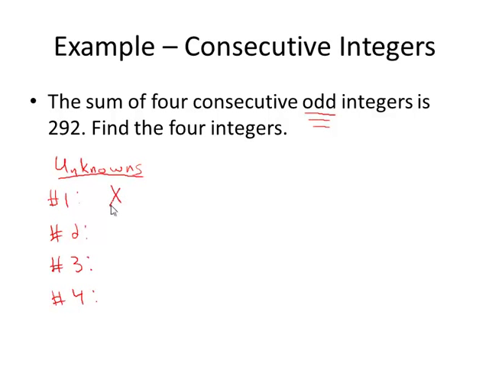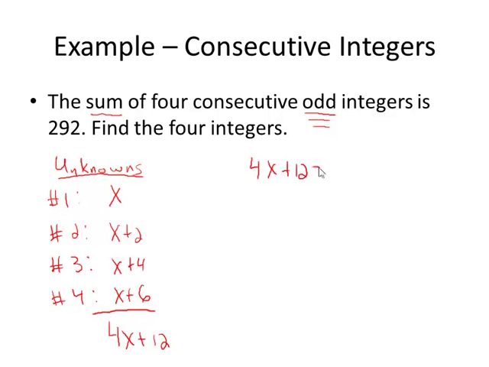I always let the first one be represented by x, and then because these are odd, I'm going to go up in steps of 2. I'm going to use that trick I showed you on the last problem. I'm going to find the sum right here. The problem involves the sum, so I can total these together. I have 4x plus 2 plus 4 plus 6 is 12. So my equation is going to be 4x plus 12 equals 192.